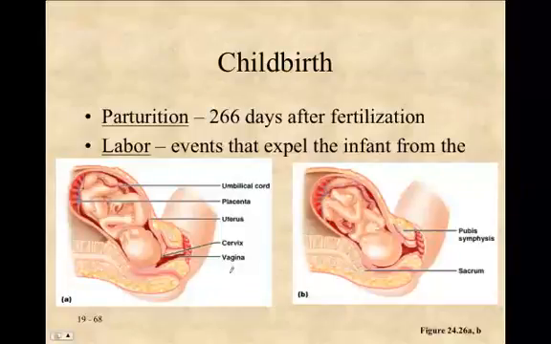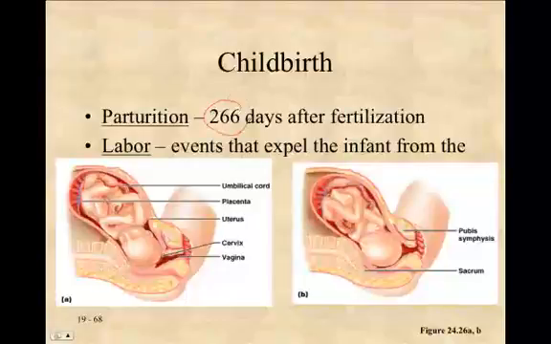And then, of course, we can't talk about pregnancy without talking about parturition. Parturition is going to be the formal name for childbirth. And it typically is on average about 266 days, right? Around 9 months, okay? Or 266 days after fertilization.